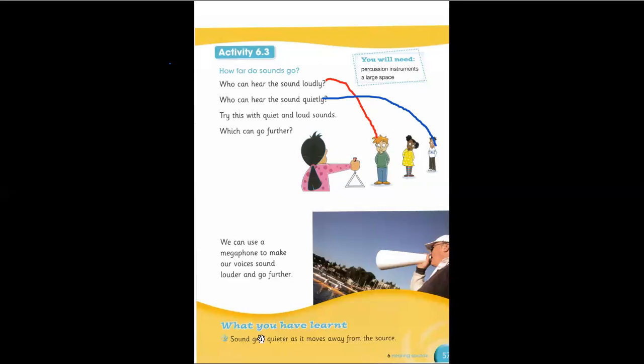What have you learned? Sound goes quieter as it moves away from the source. Here, you can see when sound travels from a girl to the boy, what is happening? The sound is traveling in distance. Understand, boys?